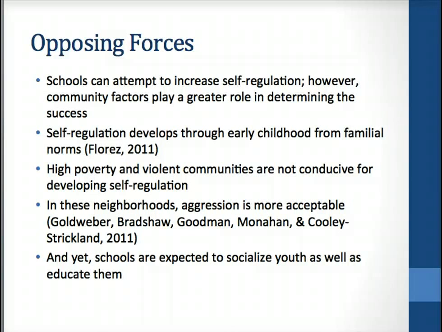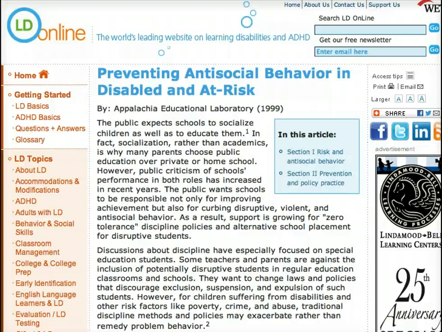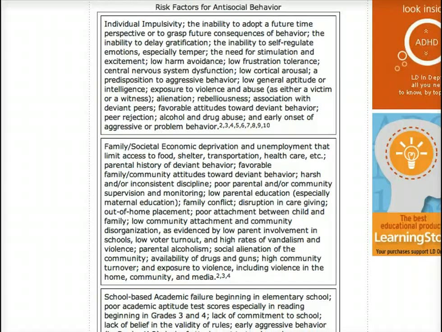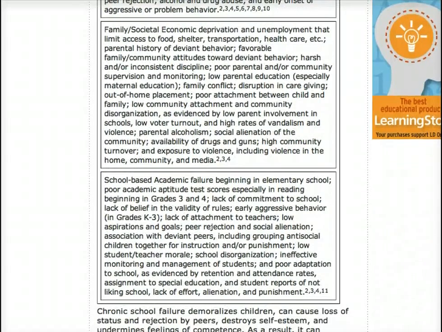Of course, given that self-regulation is generally learned in early childhood and develops out of familial and societal norms, while schools can attempt to reframe behaviour, it's not an easy feat. When students particularly come from areas high in poverty and violence, where aggressive behaviour is the norm, self-regulation is not an essential life skill. Learning Disabilities Online shed some risk factors for antisocial behaviour and a model for promoting pro-social behaviour. The list of risk factors is extensive and includes things like individual impulsivity, family, societal, economic deprivation and unemployment, and school-based academic failure, which begins in elementary school.